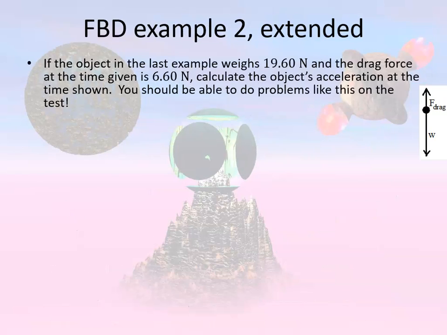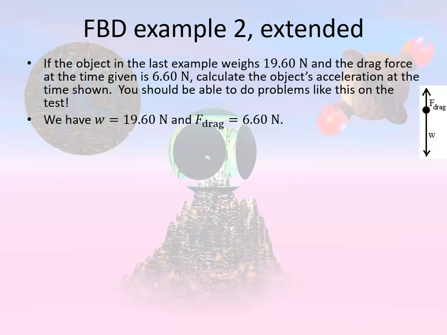Now, I should also note that if the object was thrown at, say, a very high speed downward, then it would be possible that the drag force could be larger than the weight vector, in which case the object would be slowing down. Now, let's extend the last example and pretend that we happen to know these forces acting on the object. The object weighs 19.6 newtons, and we have a drag force of 6.6 newtons.